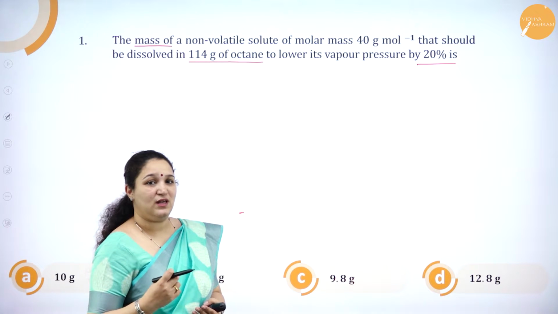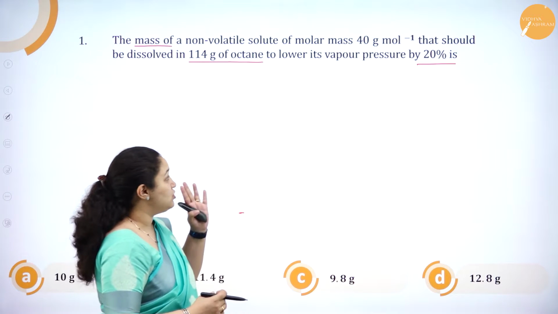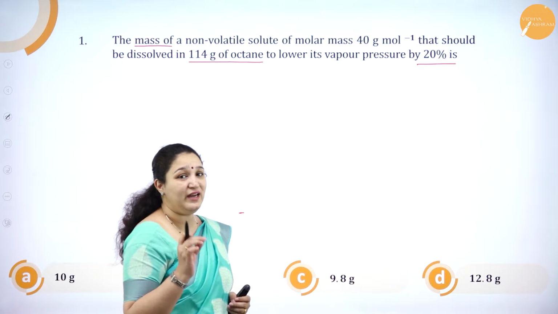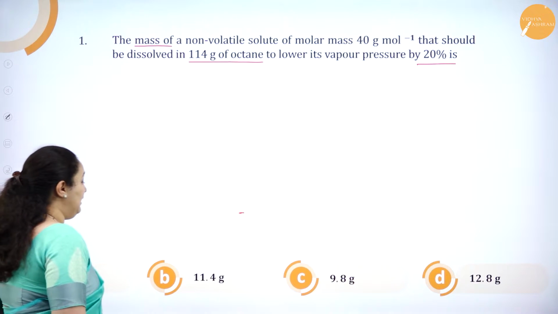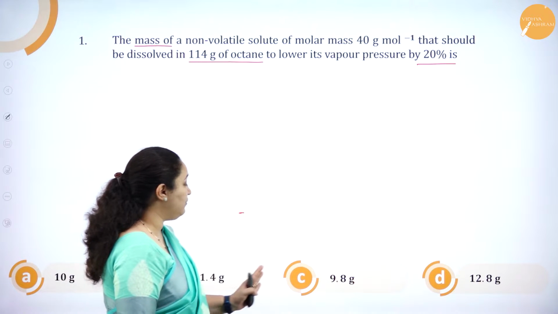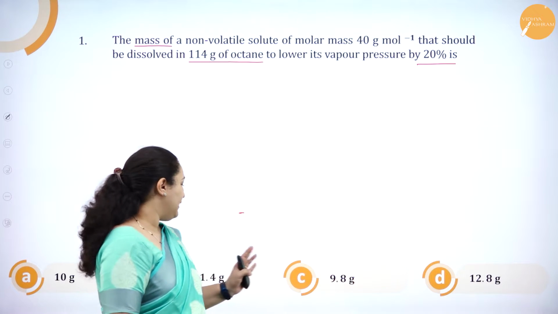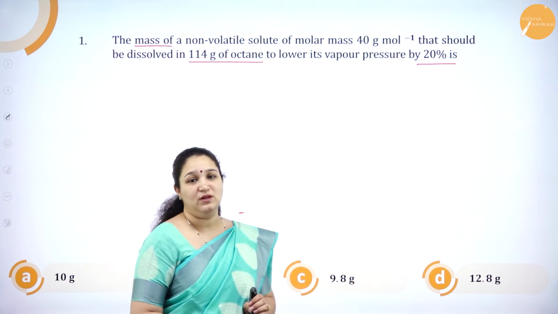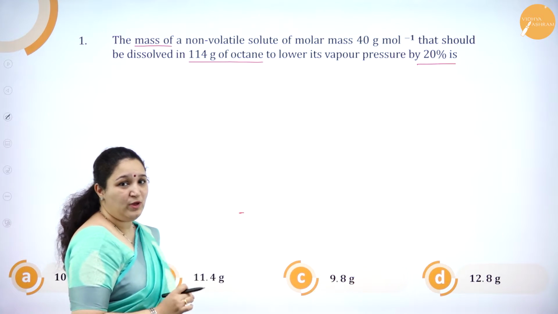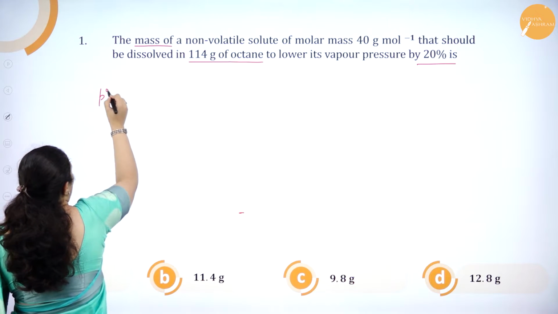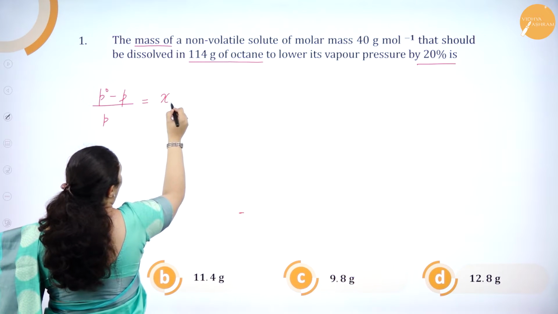So first thing is we should know the formula. But before I go into solving this question, we'll see whether we get any hint from the options. A 10 grams, B 11.4 grams, C 9.8 grams, D 12.8 grams is given. So I am not getting any hint exactly from the options. We'll have to solve this. So first I shall write the formula, that is P naught minus P by P is equal to mole fraction of the solute.